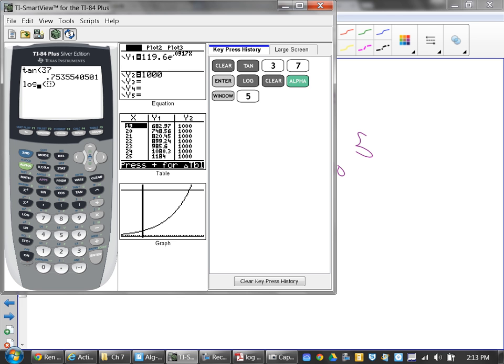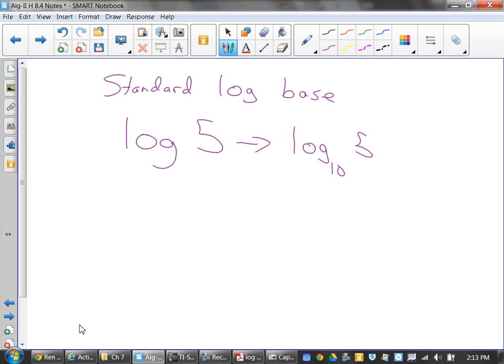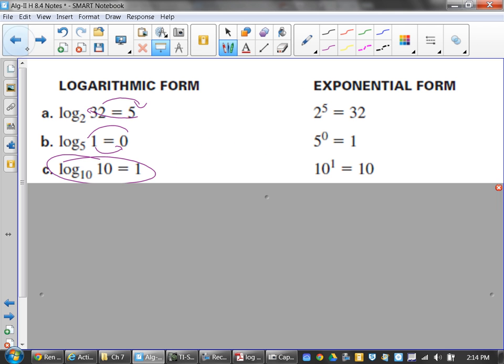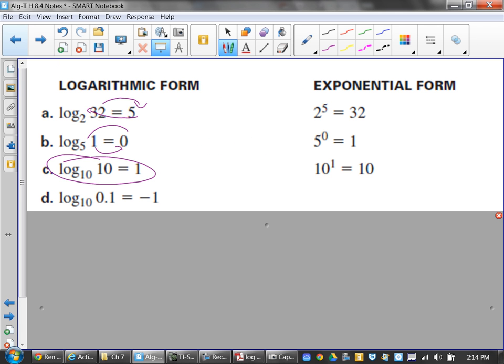Just wanted to show you that real fast because it does show up every once in a while that they don't put that 10 there, so you have to assume that it's a log, it's a base 10. Okay on that? Like a log 232.